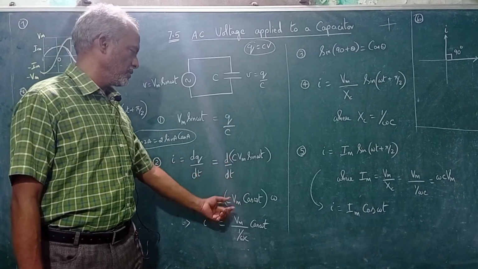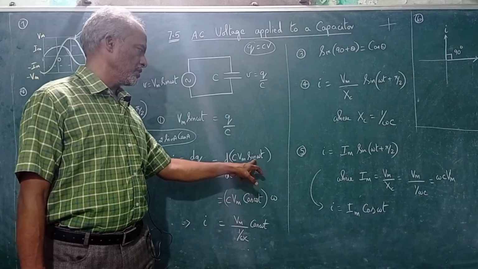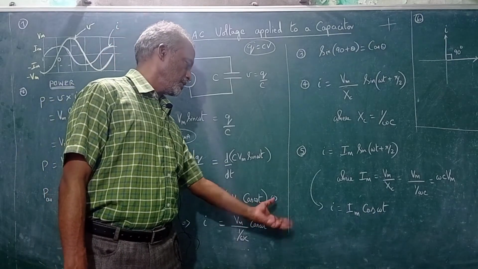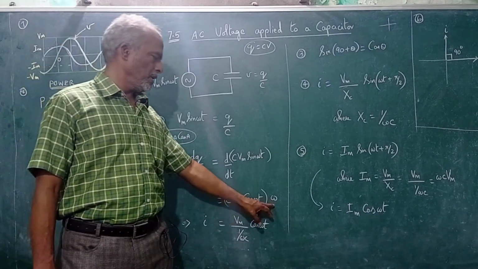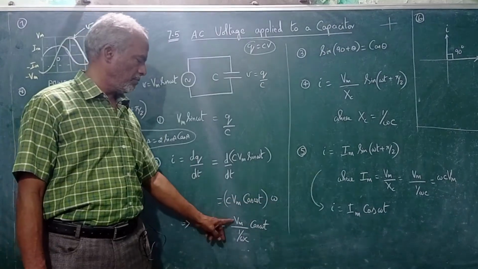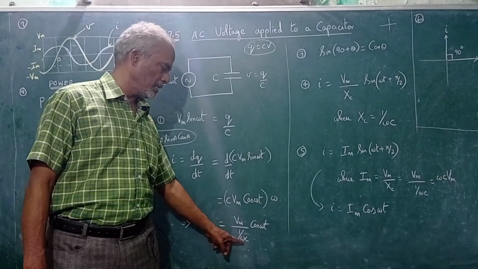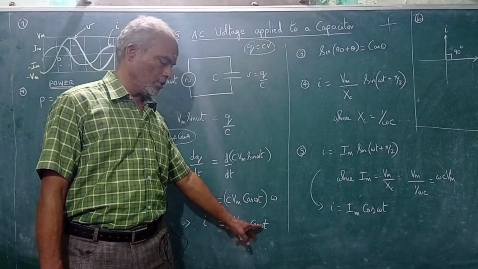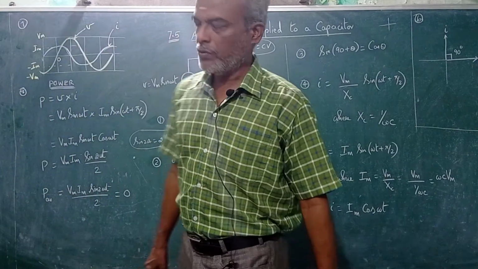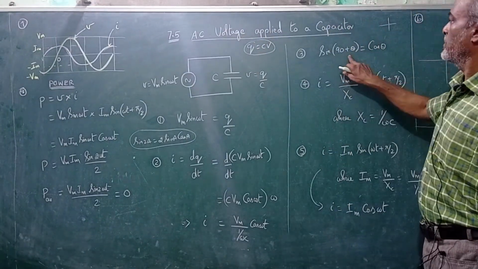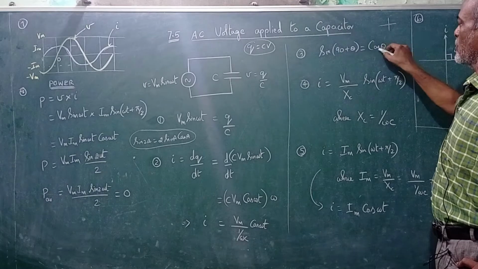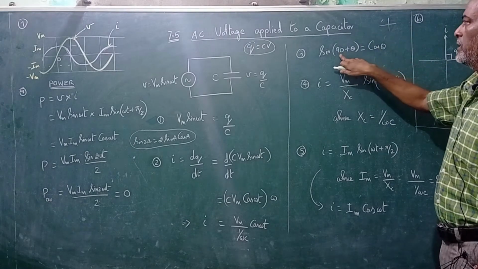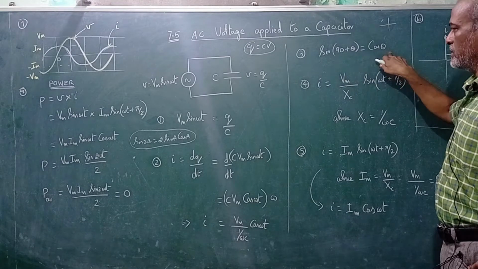So CVm is constant, differentiation of sin omega t is cos omega t, and differentiation of omega t is omega. Now this omega and c can be written as Vm divided by 1 divided by omega c. This is nothing but Xc, capacitive reactance, multiplied with cos omega t. Now we all know that sine 90 plus theta is equal to cos theta. That is, 90 plus theta is second quadrant, sine is positive. 90 means sine will change to cosine, therefore cos theta.